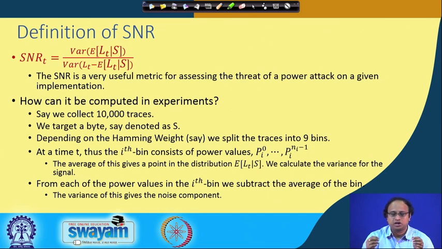So what I do is take each of these bins and subtract out the average of that bin, and therefore I will have the raw noise. I will have a measure of the noise in each of the bins. Now I observe this combined distribution, because every bin will have some noise values, and I find the variance of this overall distribution, and that gives me the denominator. I take the ratio to get the SNR.